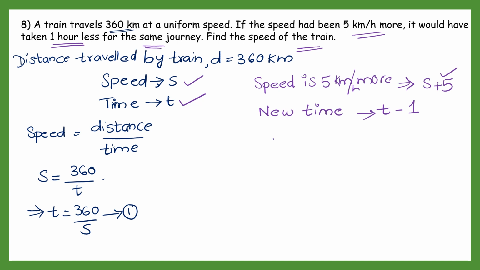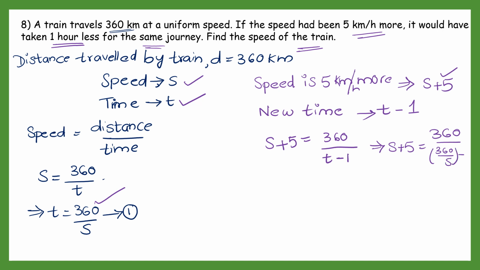Now we know that speed is what? Distance by time. Here speed is S plus 5. So S plus 5 is equal to distance, same 360, by time, now T minus 1. Now S plus 5 is equal to 360 by T minus 1, where T is what? From equation 1, T is 360 by S.